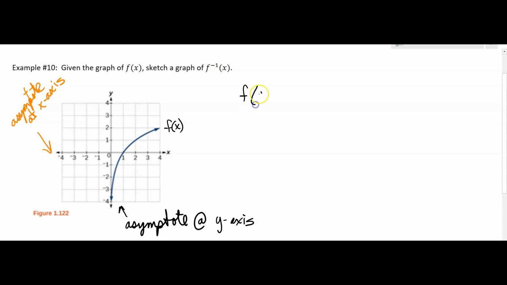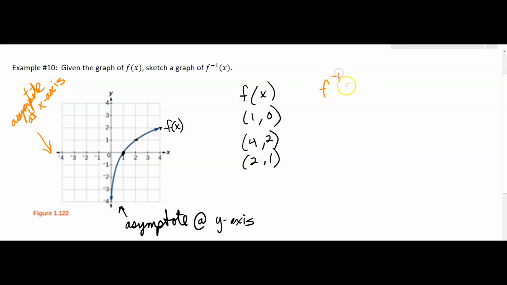So f of x, well, it looks like I can see a point here at 1, 0. I'm sorry, 1, 0. Say it wrong, goodness sakes. 1, 0. And it looks like I have a point here at 4, 2. And I pretty much know what that curve looks like. You might say, well, why don't you pick 2, 1? Okay, let's pick that one. 2, 1.